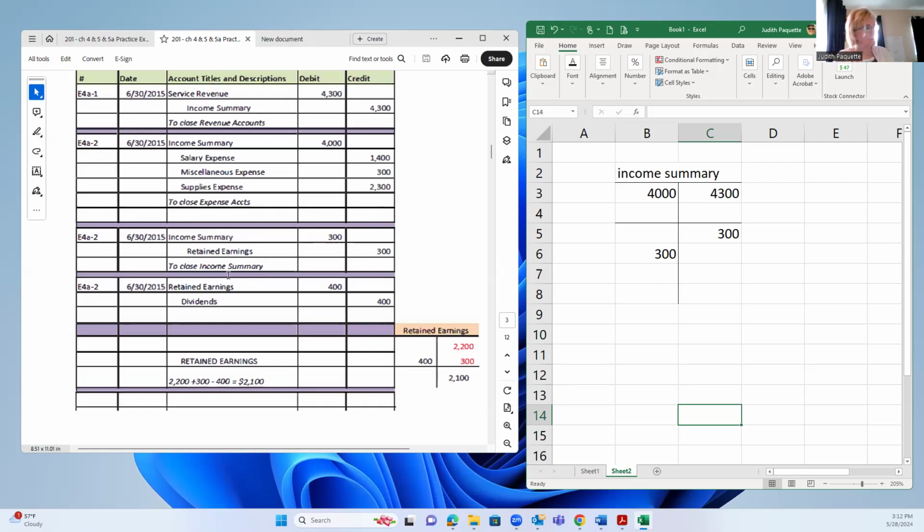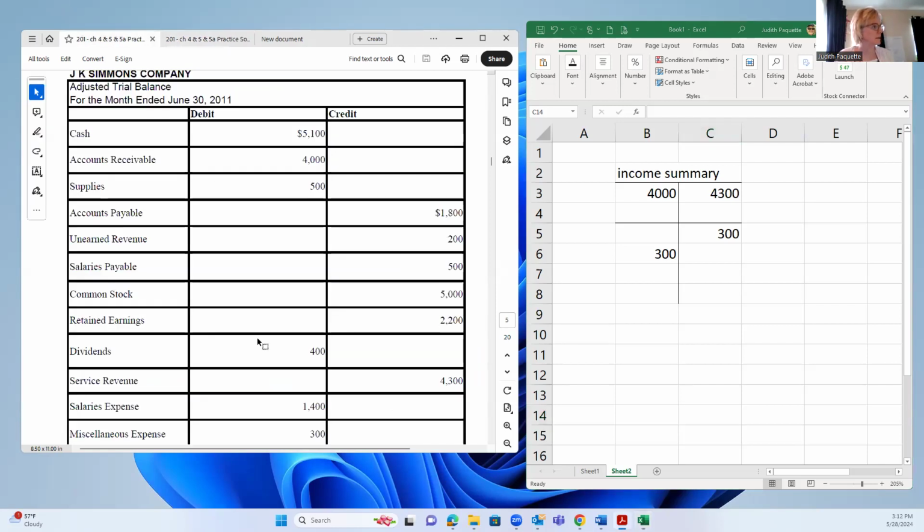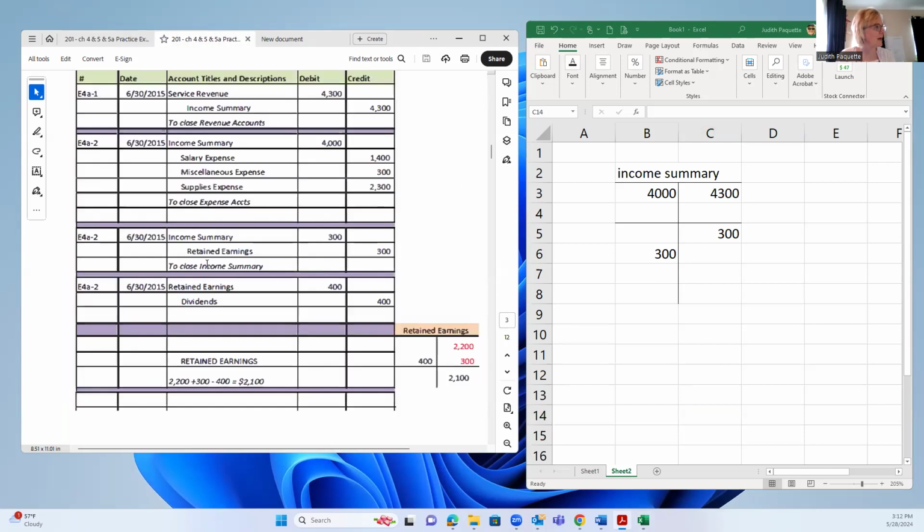Now, the final thing to close is dividends, and dividends had a $400 balance. Let's go back and look at that. Dividends has a $400 debit balance, so we're going to close that also. We close dividends with a credit, and that's a debit to retained earnings. I'm showing those here. The 2,200 is just the beginning balance in retained earnings. So the ending balance in retained earnings after these two journal entries is 2,100 credit.